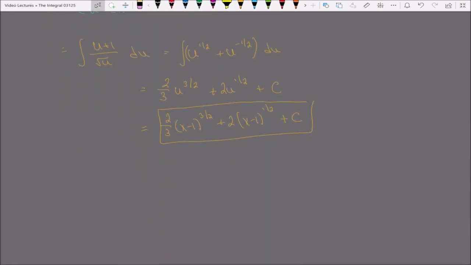In the next video, we will finally introduce the most important result of all of calculus, known as the fundamental theorem of calculus, which will relate the antiderivative to the definite integral.